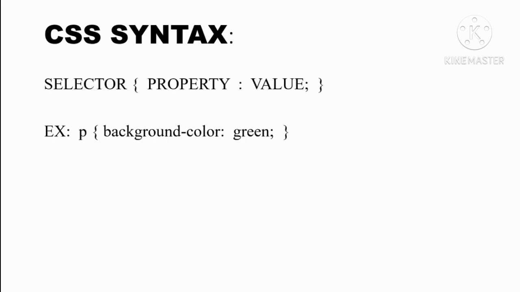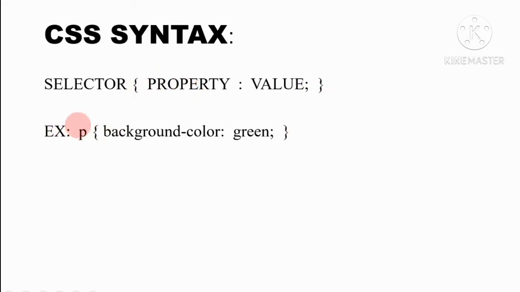See here, this is the basic syntax of CSS. First one is the selector. Selector means which text in your HTML code you want to select. Next one is the property, what you want to change for this particular selector. Then you have to give the value of this property, then a semicolon, and you write this within curly brackets.